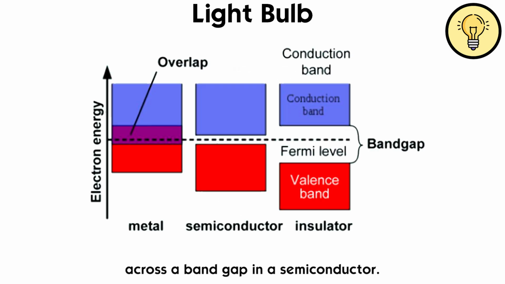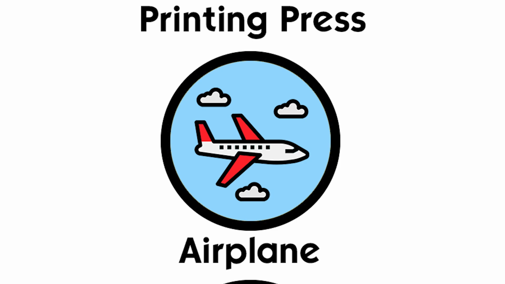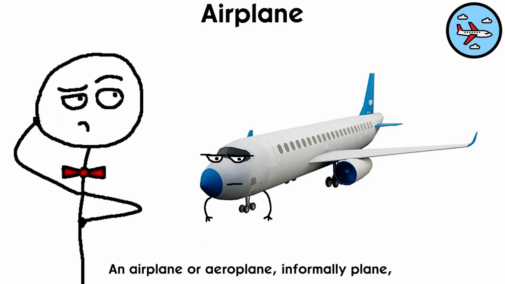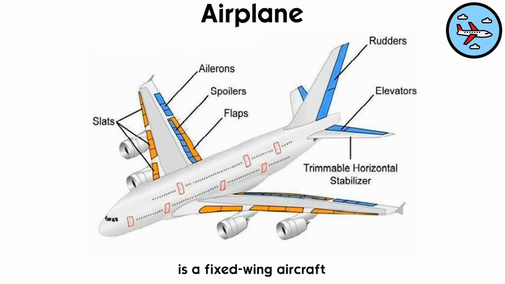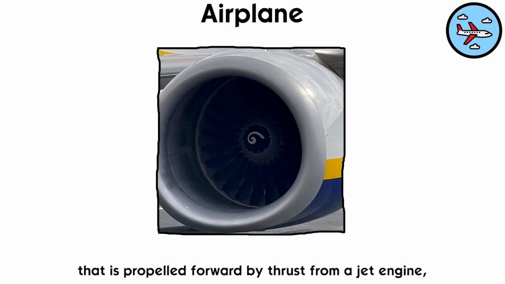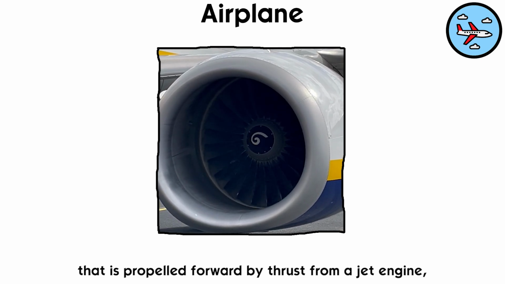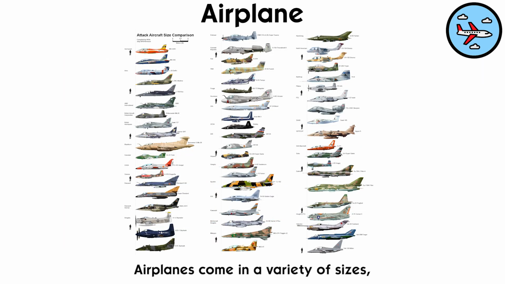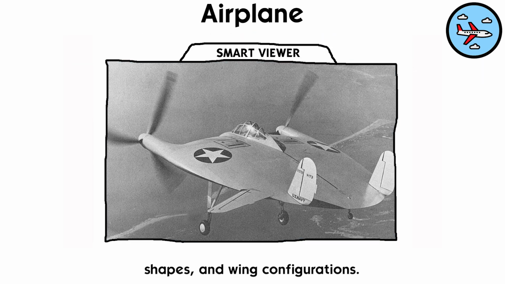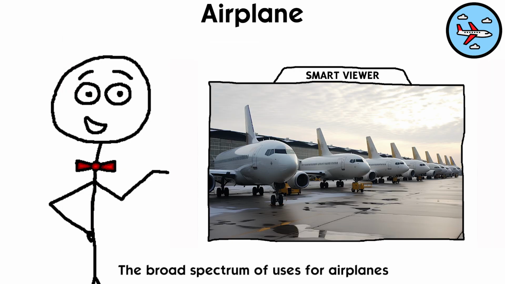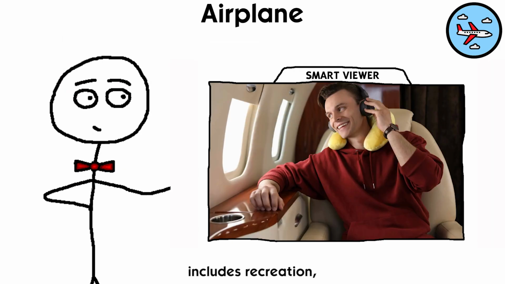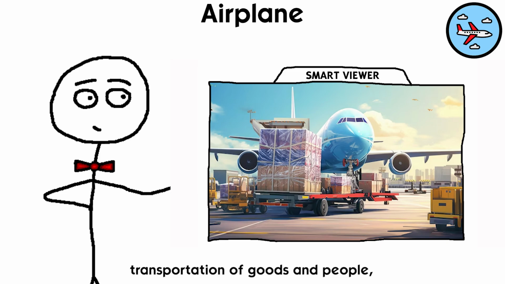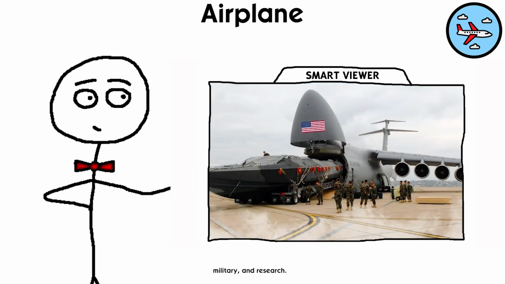Airplane. An airplane or aeroplane, informally plane, is a fixed-wing aircraft that is propelled forward by thrust from a jet engine, propeller, or rocket engine. Airplanes come in a variety of sizes, shapes, and wing configurations. The broad spectrum of uses for airplanes includes recreation, transportation of goods and people, military, and research.